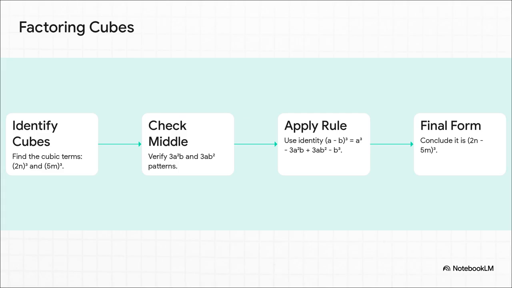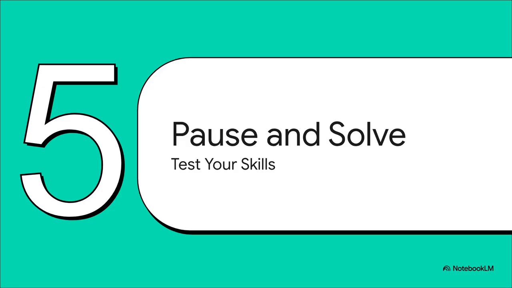Step 2. We check those messy middle terms to see if they fit our pattern of 3a squared b and 3ab squared. And guess what? They do perfectly. So this whole massive, scary polynomial just collapses beautifully into a simple factored form, 2n minus 5m all cubed. That right there is the magic of identities. Which brings us to part 5.